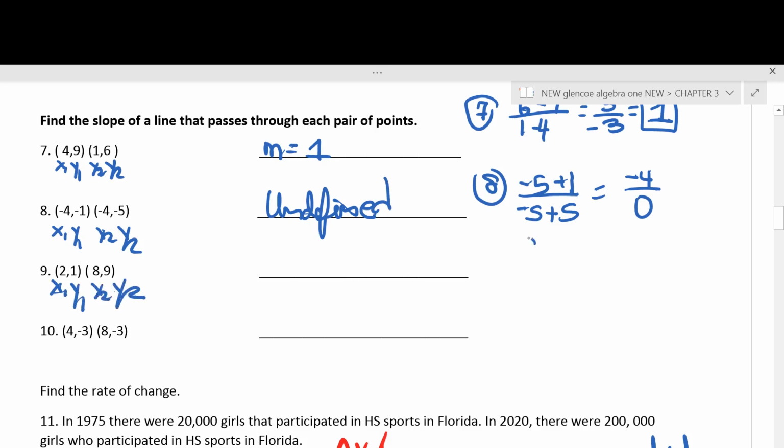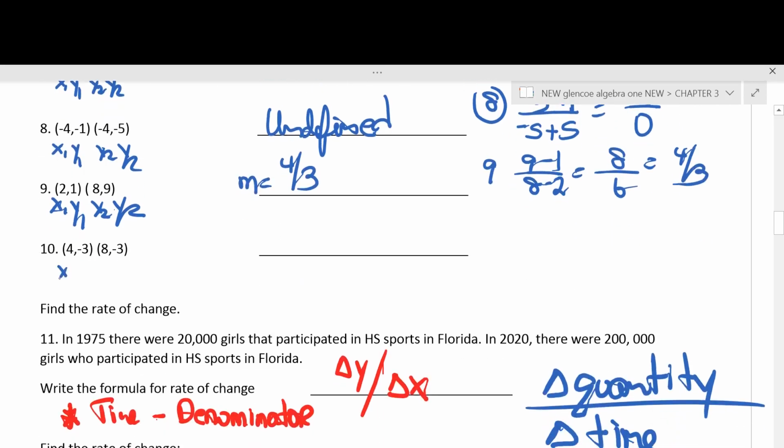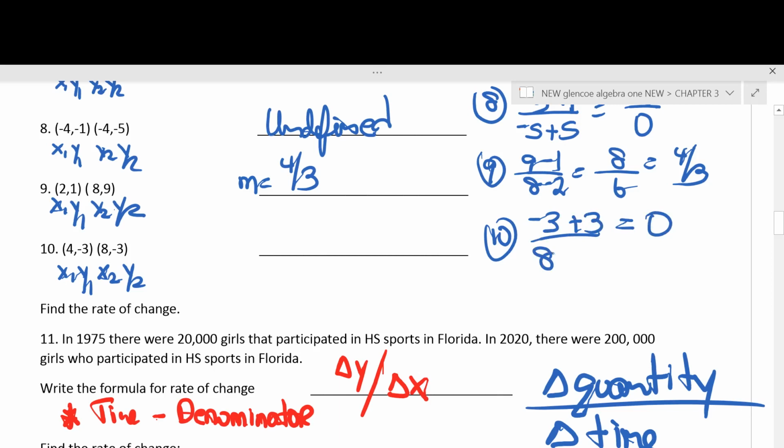Next, (2, 1), (8, 9). 9 minus 1 over 8 minus 2 is 8 over 6, which reduces to 4/3. And then our last one, (4, negative 3), (8, negative 3) would be y2 minus y1, or negative 3 minus a negative 3 becomes negative 3 plus 3, or 0, divided by 8 minus 4. 0 divided by any number is 0.